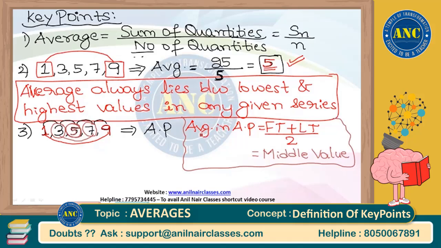It is also equal to the middle value. Please remember, it is only in arithmetic progression, provided you have arranged that arithmetic progression series in ascending order or descending order. Average in arithmetic progression is always equal to middle value, or it is first term plus last term by 2. I believe my third point is very, very clear.